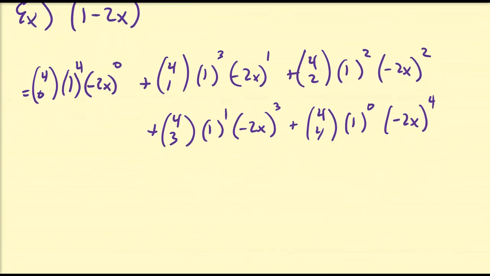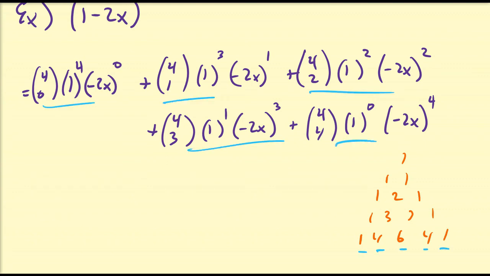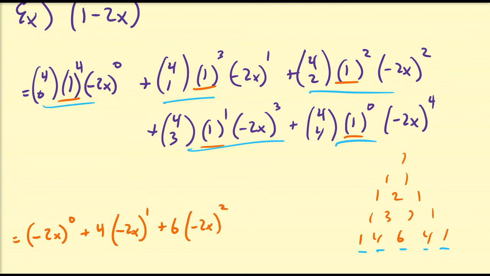Alright, so let's gather our binomial coefficients first. So this is row 0, 1, 2, 3, and 4. So we have 5 different terms. So let's replace those and simplify these powers out a little bit. So we have 1 to the power of 4, that's going to be 1, and every other power of 1 is also 1, so that's not really exciting. So we're going to have negative 2x to the power of 0, and then plus 4 times negative 2x to the power of 1, plus 6 times negative 2x to the power of 2, plus 4 times negative 2x to the power of 3, plus negative 2x to the power of 4, right?